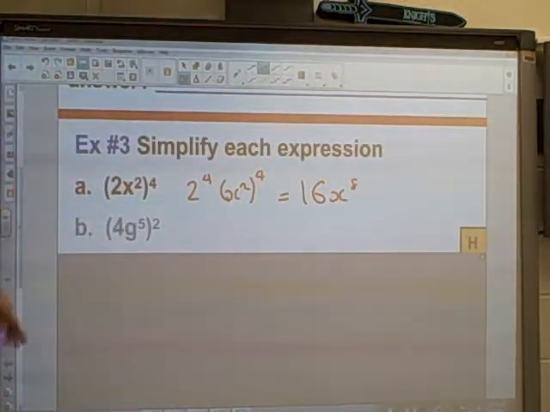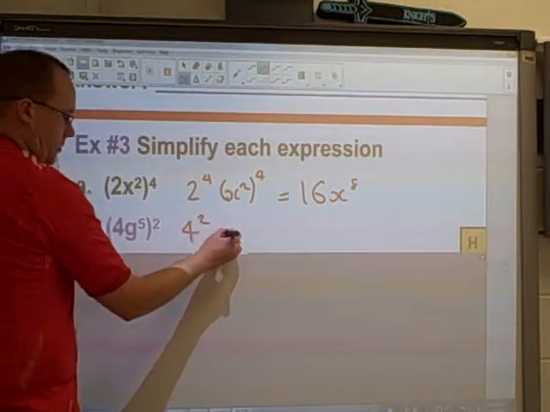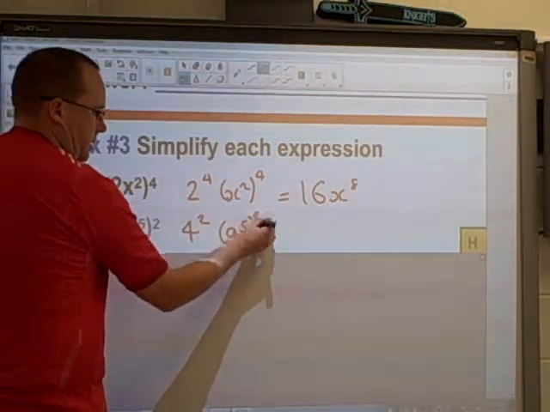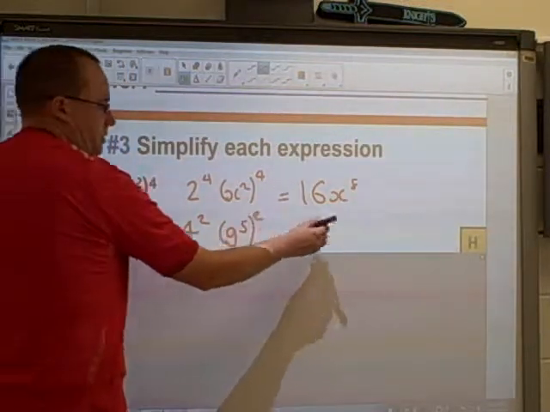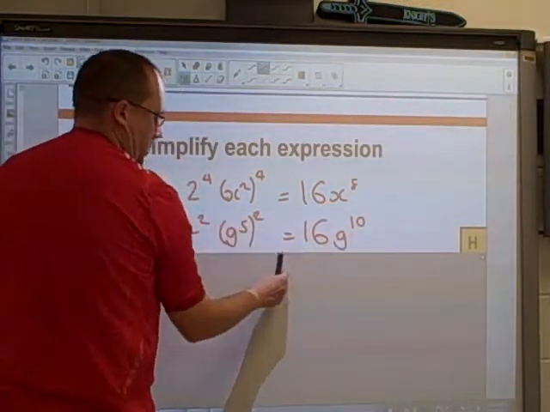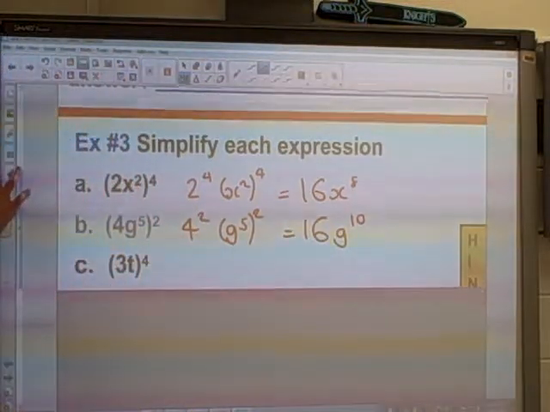This one, we're going to make sure we square everything, so 4 squared, 4 times 4, and we're also going to do g to the 5 squared as well. So 4 squared is also 16, 4 times 4. Power to a power, we're going to multiply, and we're done with that question too.